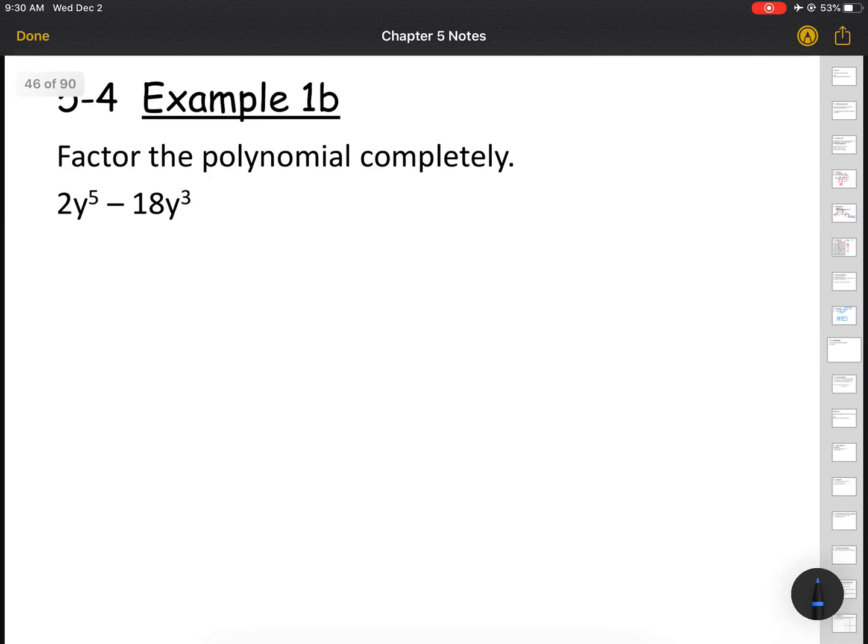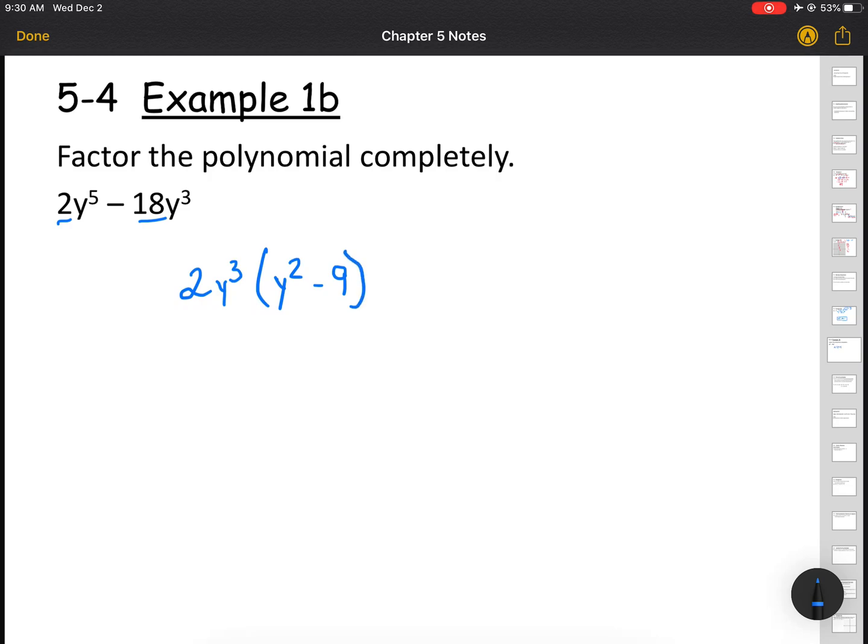Same thing with this one. We're going to see, can we pull out any common factors? Looking across here at my coefficients first, 2 and negative 18 are both even, so I can pull at least the 2 out. And looking at the variables, I have at least 3 y's in both of them, so I'm going to pull out y cubed. If I pull that out, I'm left with y squared from my 2y to the 5th term, and from my negative 18y to the 3rd power, I'm just left with negative 9, because I pulled out all 3 of the y's.